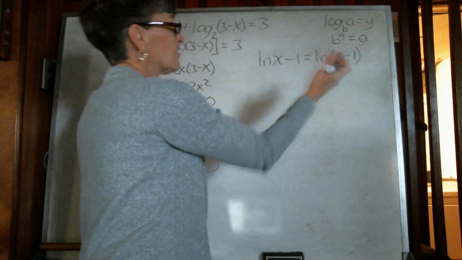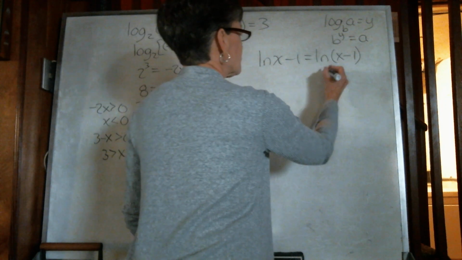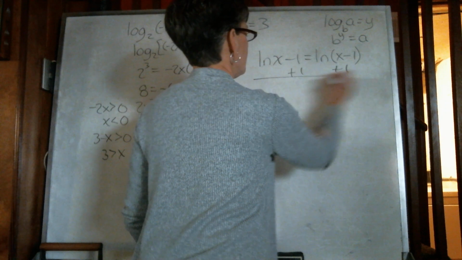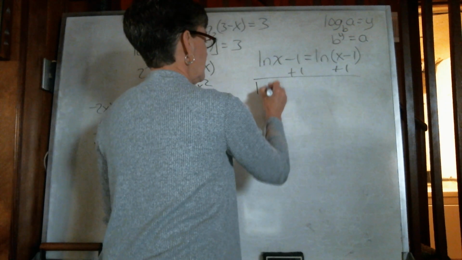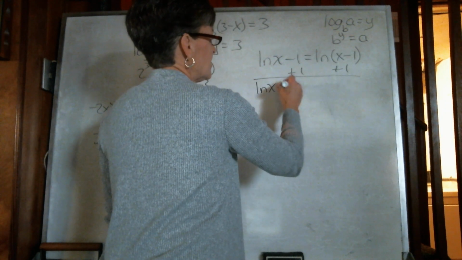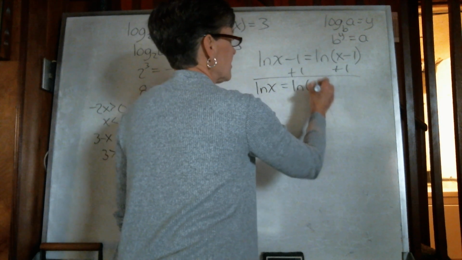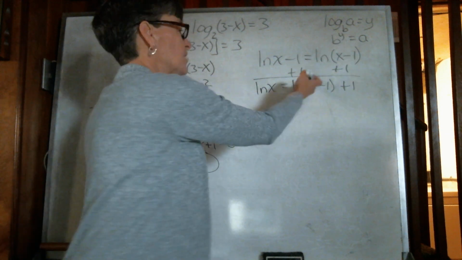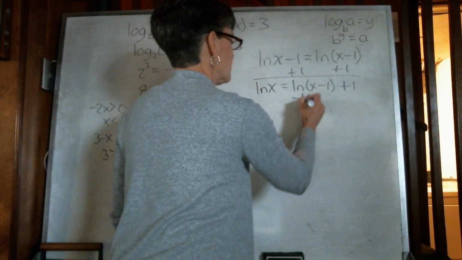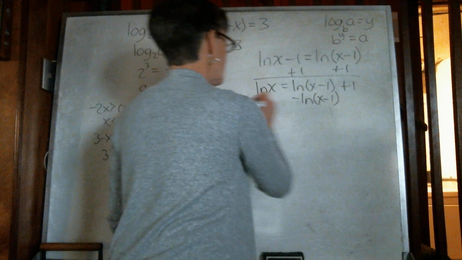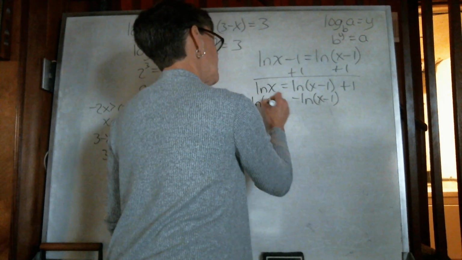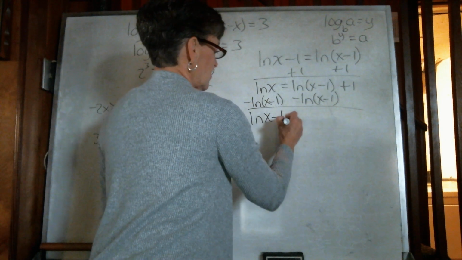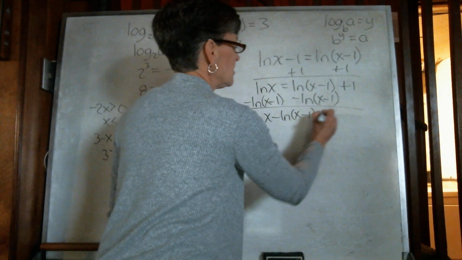So I want to get the natural logs together. I'm going to add the 1 first and move it over there. Natural log of x equals natural log of x minus 1, and then plus 1. All right, so I just moved the 1 over. Now I'm going to move this natural log of x minus 1 to the other side. And so now we have the natural log of x minus the natural log of x minus 1 equals 1.